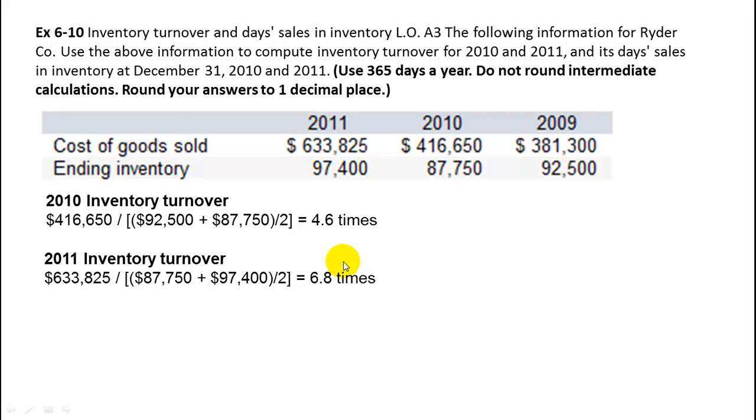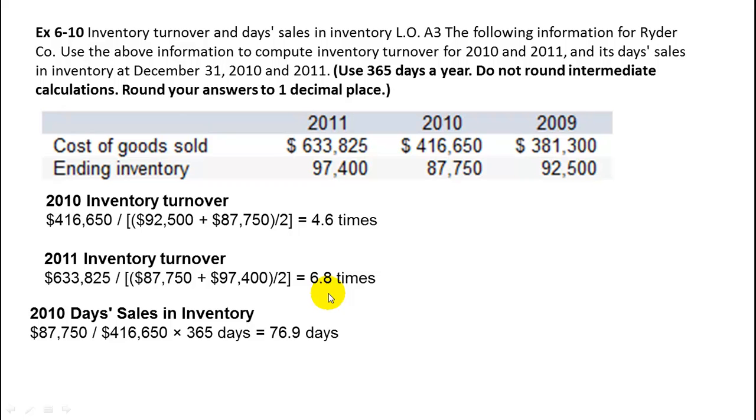Do the same thing for 2011. You take the 2011 cost of goods sold of $633,825 and you divide that by the average inventory for 2011, which will be the 2010 ending inventory, which is the same thing as the beginning of 2011. So with the beginning of 2011 plus the end of 2011, add together, divide by 2, that's the average. Divide that into the cost of goods sold for 2011, and you get an inventory turnover of 6.8 times, which looks like inventory turnover is getting better because it's getting higher.